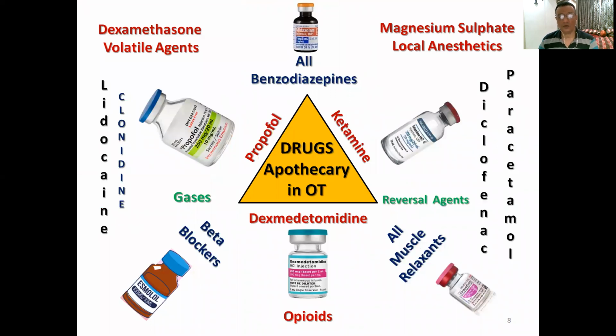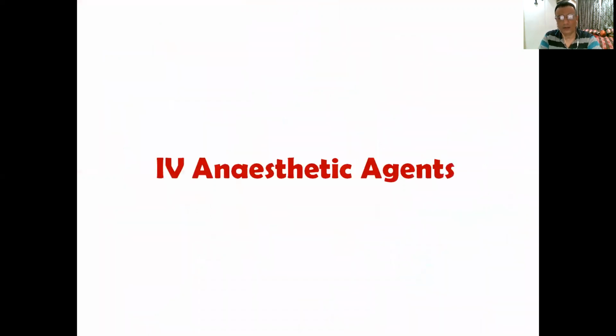So these are the drugs of the apothecary in our OT: propofol, ketamine, dexmedetomidine, beta blockers, all benzodiazepines, opioids, all muscle relaxants, lidocaine, clonidine, dexamethasone, magnesium sulfate, diclofenac sodium, paracetamol, volatile agents, and local anesthetics. We will take them one by one very shortly. So what are the IV anesthetic agents?